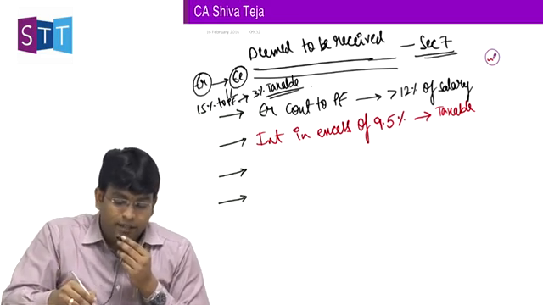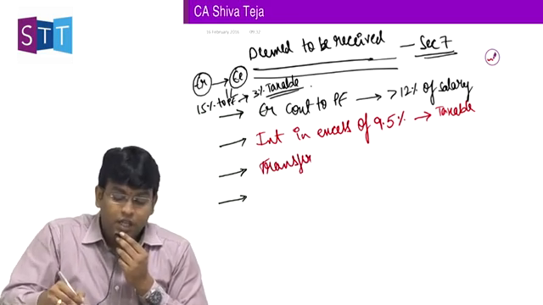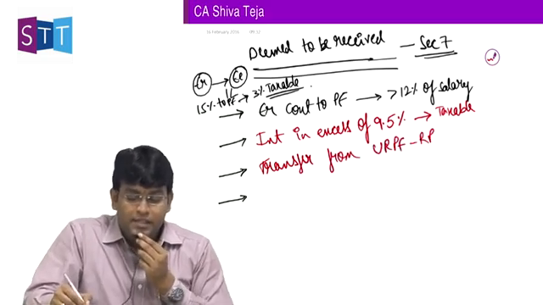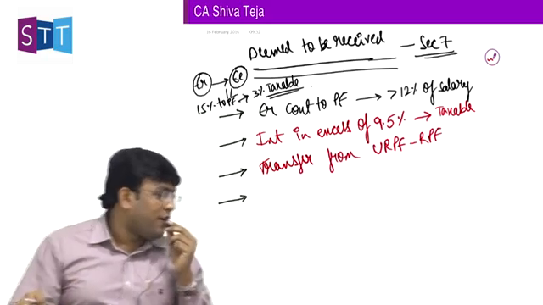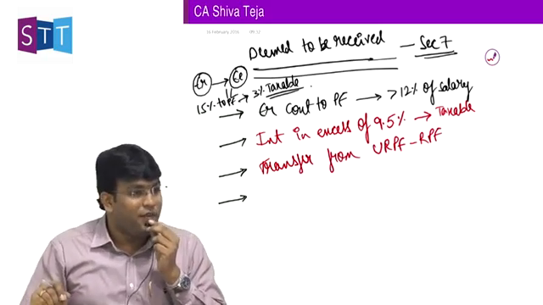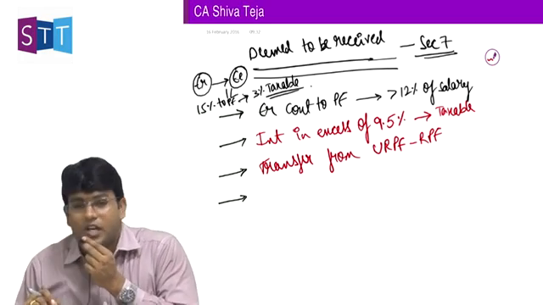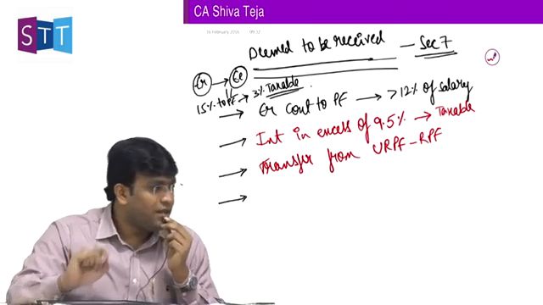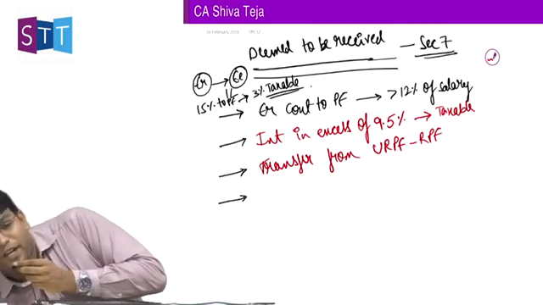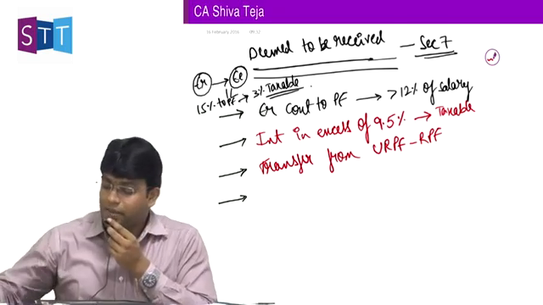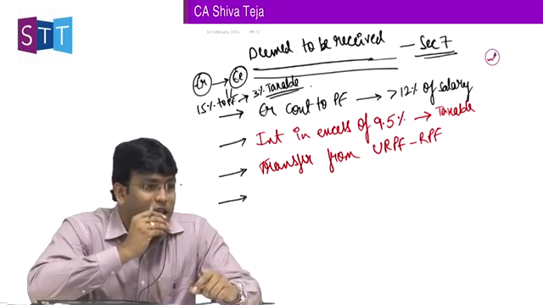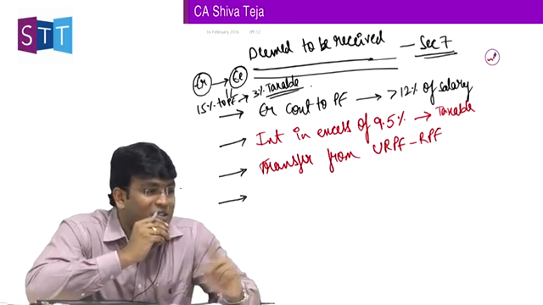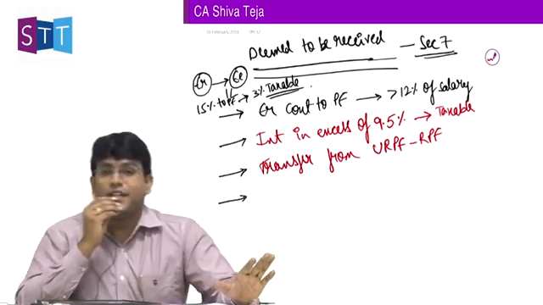The third point, sir, talks about transfer from URPF to RPF. URPF means unrecognized provident fund. RPF is recognized provident fund. Who will recognize that? Provident fund is normally recognized by the Commissioner of Income Tax. Recognized provident fund is nothing but the provident fund recognized by the Commissioner of Income Tax. Unrecognized provident fund is not recognized by the Commissioner of Income Tax. If you transfer your amount from unrecognized to recognized, even that becomes what? Taxable.